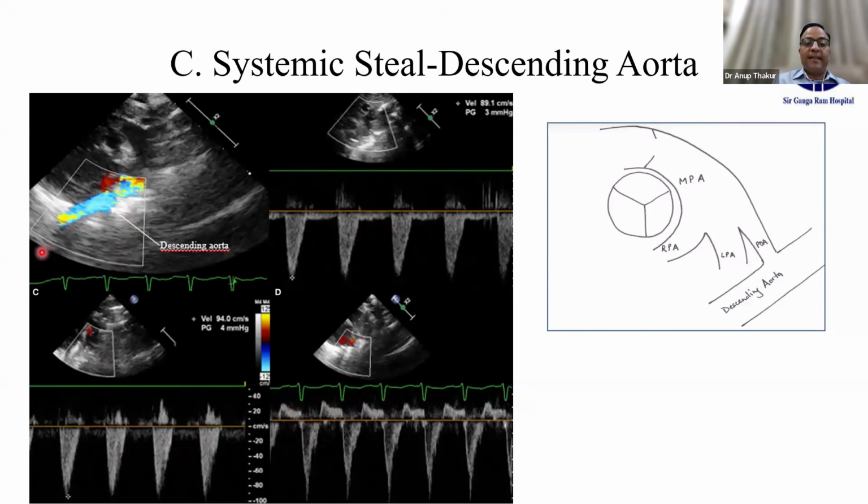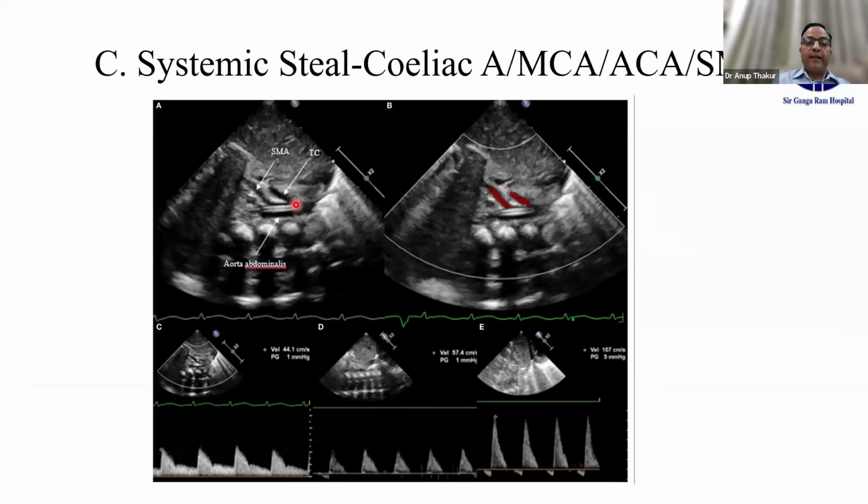This can be seen in the descending aorta, or you can also see this in other vessels. Like you can see this in the SMA, in the superior mesenteric artery. You can see it in the celiac artery. You can see it in the renal artery. You can see it in the brain. So if you get a duct flow which is reversal or absent, then it could be a significant duct.